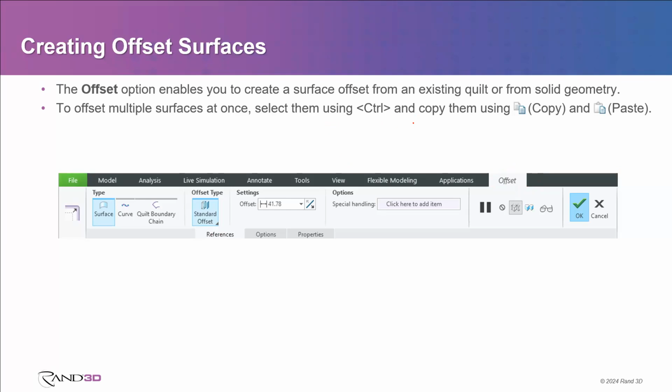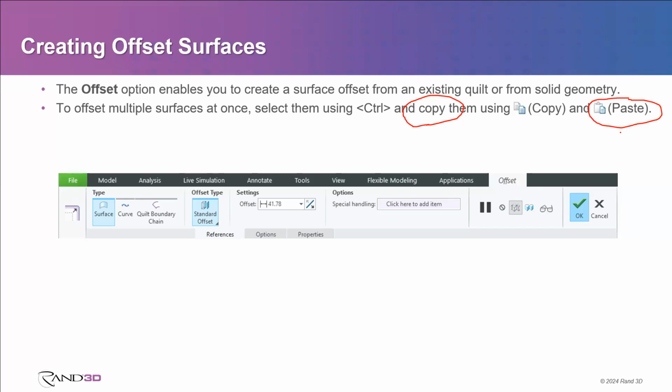So if you're looking to offset multiple things at the same time, you would have to select them either with the control key or maybe that seed and boundary selection, copy them, and then just paste a new quilt on top of it. That new quilt is one item, and you would be able to do the standard offset on that one single item.